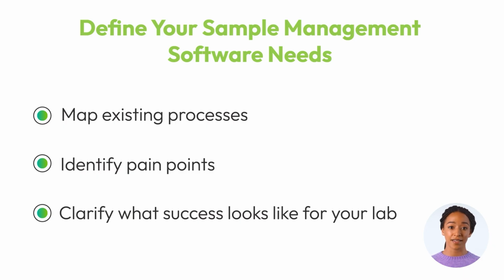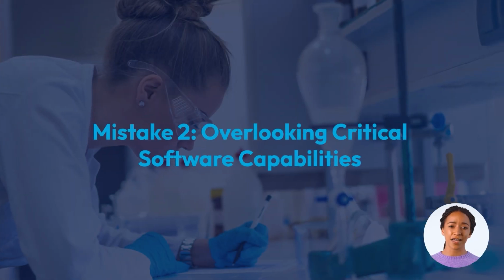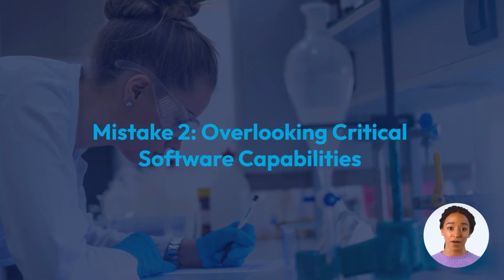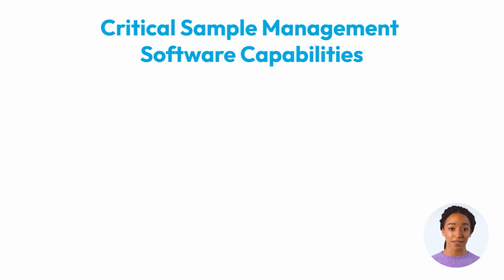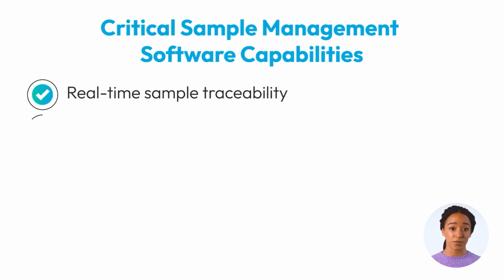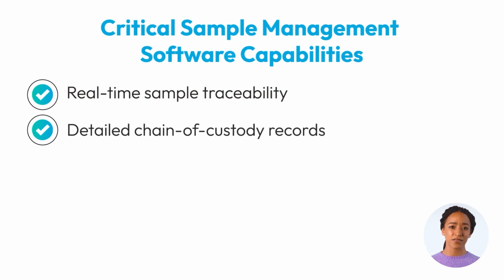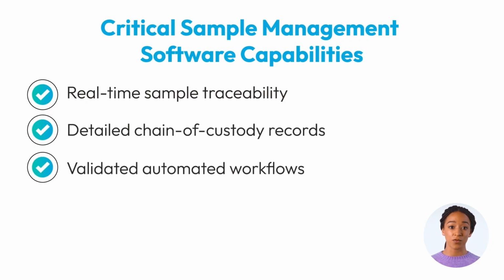That foundation is key. Once you've defined your needs, it's time to evaluate the software, but not just on surface-level features. Too many labs get swayed by checklists or sales demos that look good in theory, but fall apart in practice. Instead, focus on the software's ability to support real-time sample traceability, detailed chain of custody records, and validated automated workflows that reflect how your lab operates.